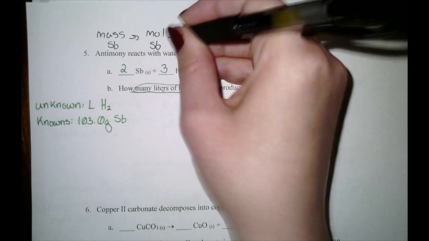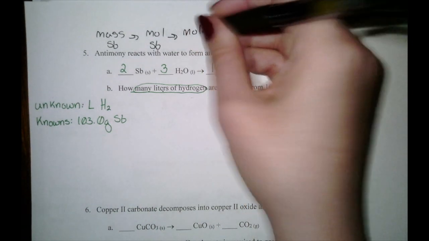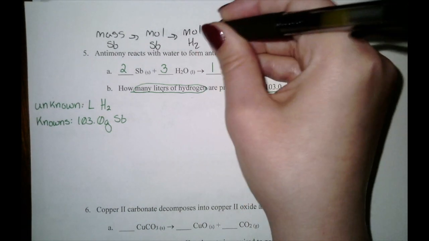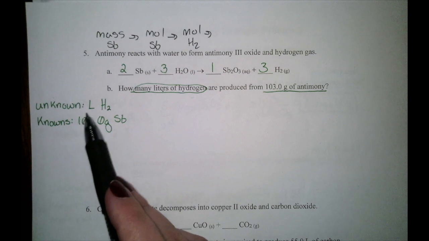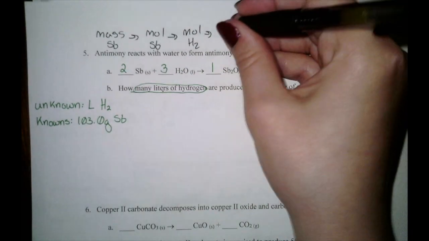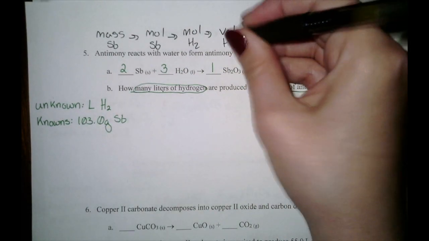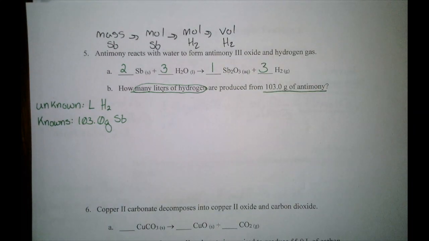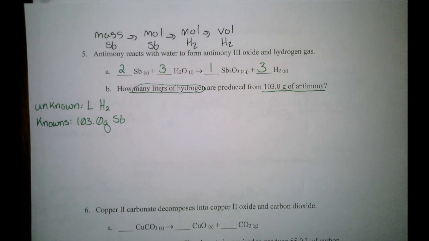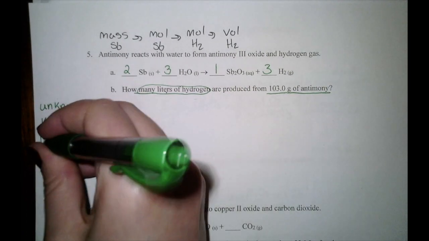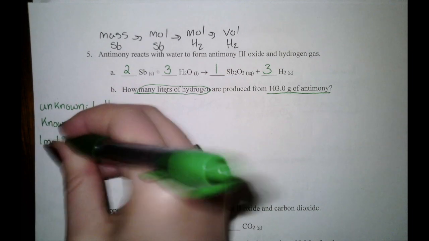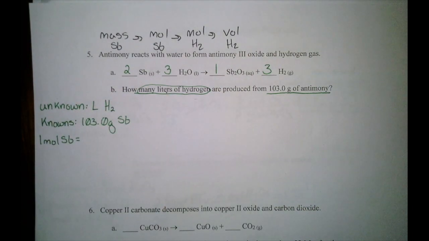Once we have moles of antimony, we can then use the molar ratio to convert to moles of hydrogen gas. Our unknown, though, is liters of hydrogen. So we then, at the end, need to convert to our volume of hydrogen gas. Well, the first step of that is converting from mass to moles. So we need to know the molar mass of antimony, which if we look on the periodic table, 1 mole of antimony, element number 51, is about 123 grams.